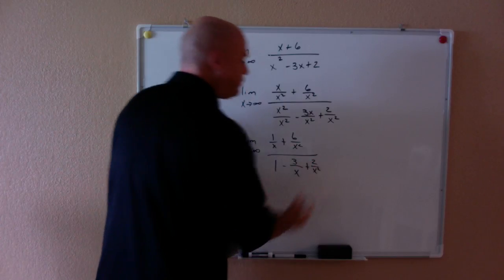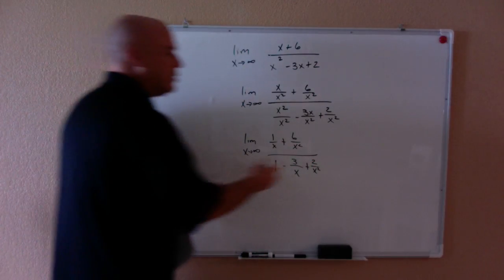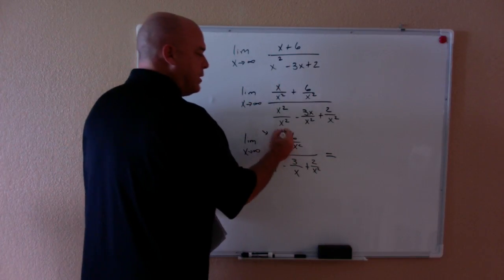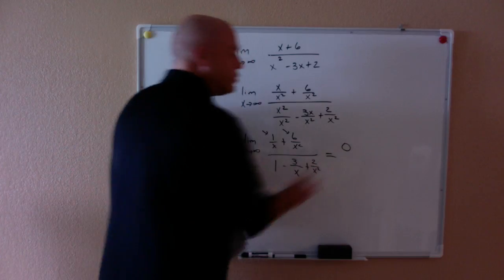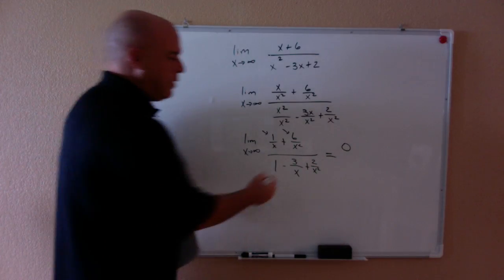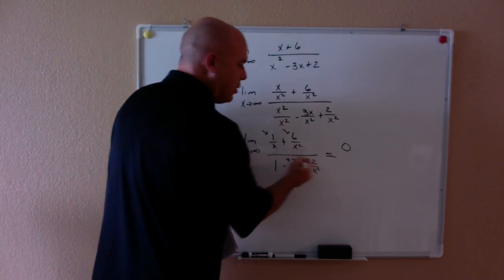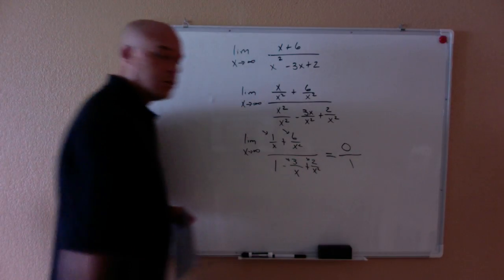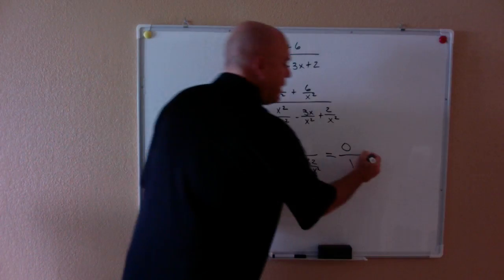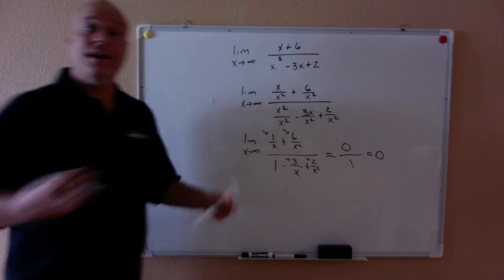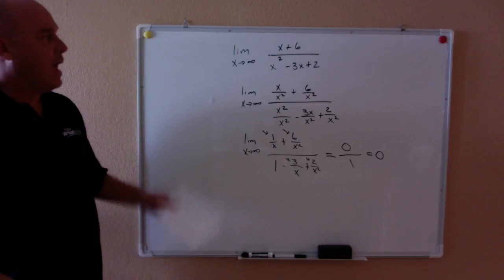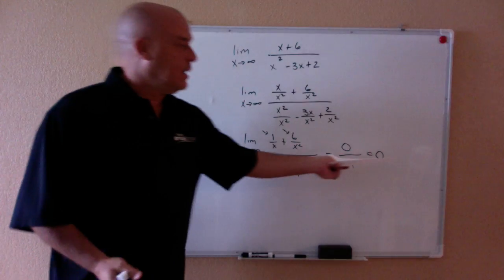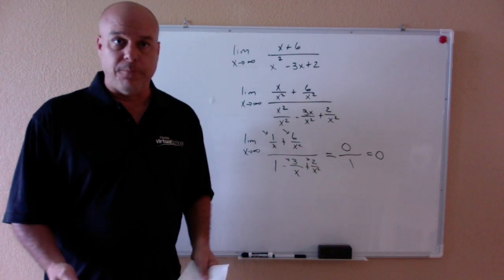And now, as x tends to infinity, this term and this term are going to get closer and closer to 0. This term and this term are going to get closer and closer to 0, which means that denominator is going to get closer and closer to 1. And I end up with 0 over 1 or 0, exactly what we thought was going to happen. As x increases without bound or tends to infinity, the function is going to get closer and closer to 0.